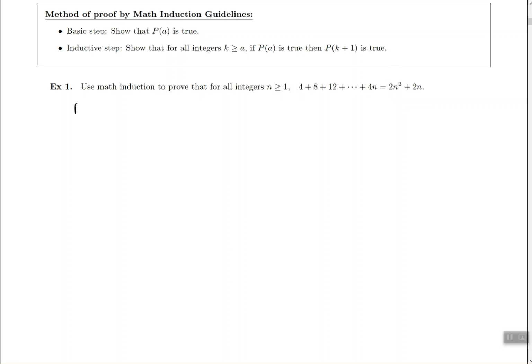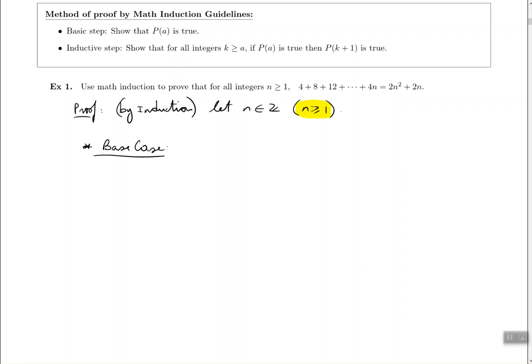So I'm going to begin as usual with the word proof, and I'm going to be writing proof by induction. And as usual, I'm going to let n be an integer. And the condition here is that n has to be greater than or equal to 1. And the very first step I see is going to be the base case, or the basic case, or whatever you want to call it. In the base case, what you're going to do is first look at your domain. In this case, n is an integer that's greater than or equal to 1. So you're going to test the theorem, basically the problem that you're going to do. You're going to test if it works for n equal to 1.